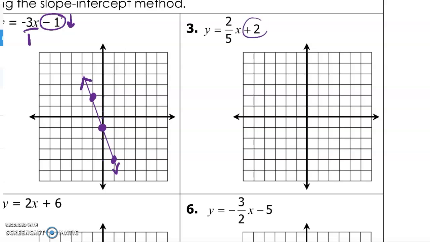Number 3, we start up 2 for our y-intercept. Then our slope is 2 over 5. Rise 2, run 5. So up 2 and right 5. I could go up 2, but I couldn't go right 5. So I go back to where I started. Now I go down and left. Down and left are both negative, and a negative divided by a negative is a positive. That's why you can count in both directions. Connect your dots, put your arrows.